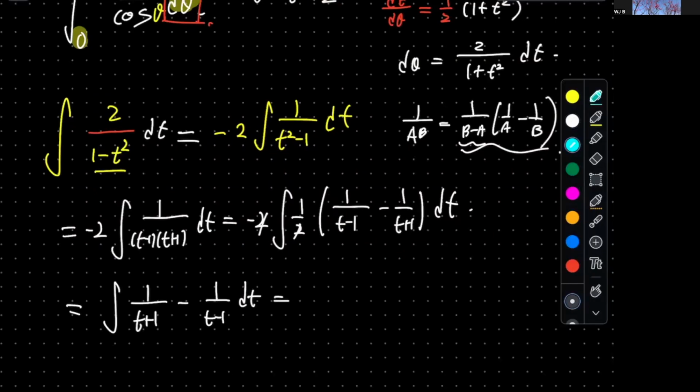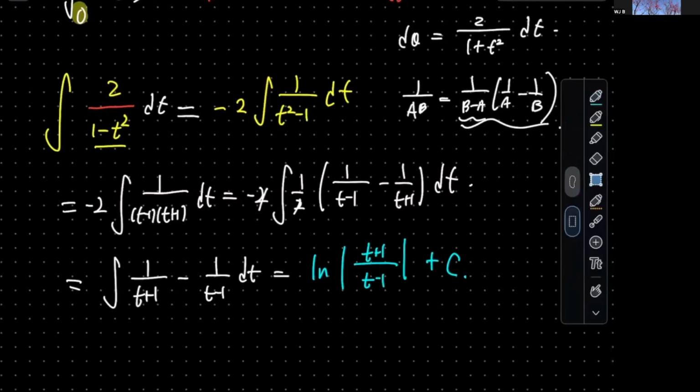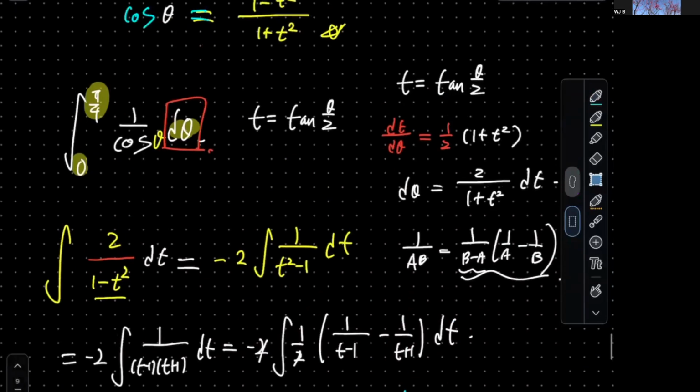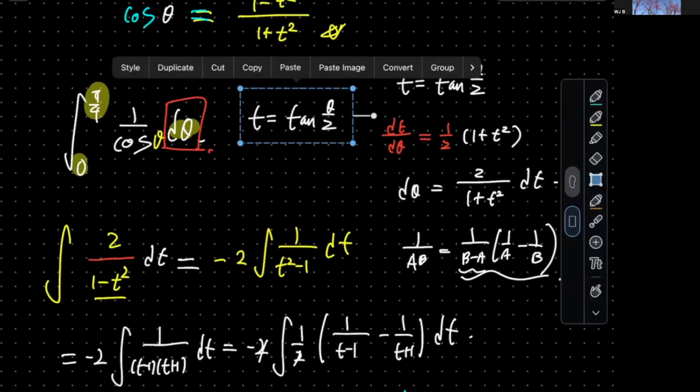And if you integrate, what do you get? I get the ln of absolute value of (t plus 1) over (t minus 1). But here's the thing, I started with the indefinite integral because I want to show you guys that the job is not finished. The job is not finished because we have to bring it back in terms of x.